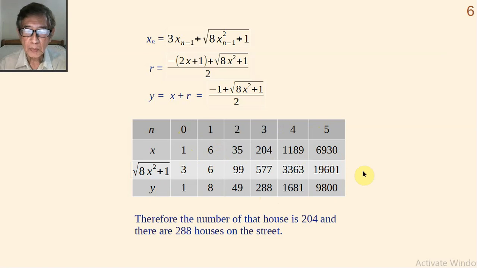So we have the requirement that there are more than 50 houses, but less than 500 houses on the street. So this is the only solution that fulfills this constraint. So this is the solution. X is 204, Y is 288. That means the number of that house is 204, and there's a total of 288 houses on the street.